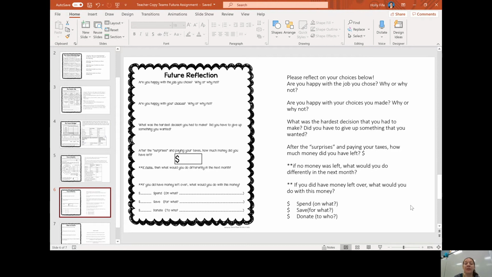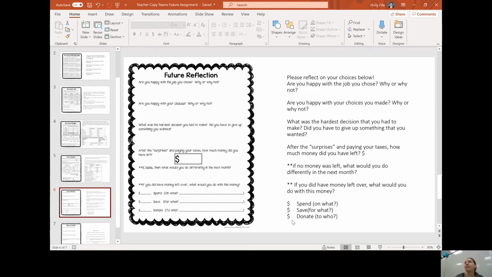But there is an option that if you did have money left over, let's say you made good choices and your three surprises that happened to you were all positive, or however it worked out, it said if you did have money left over, what would you do with that money? And so there's kind of three choices, or you can do all three and partition out your money several ways.